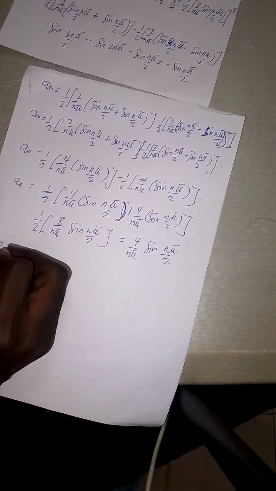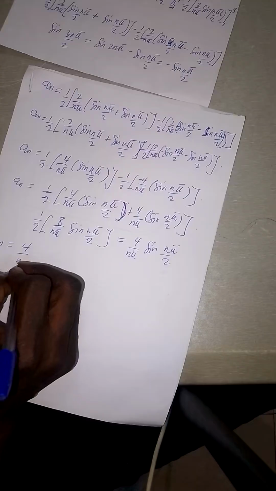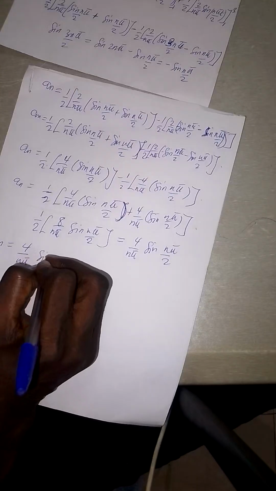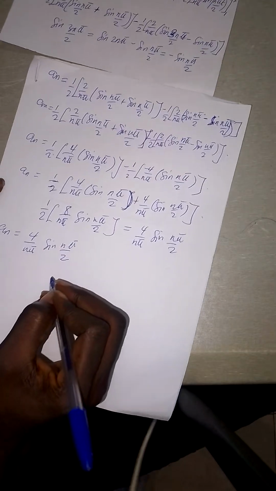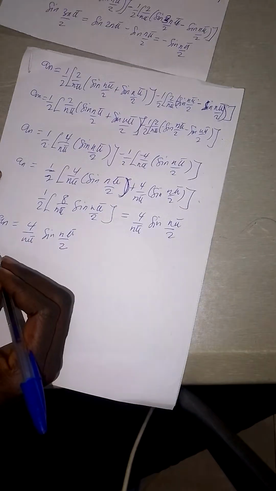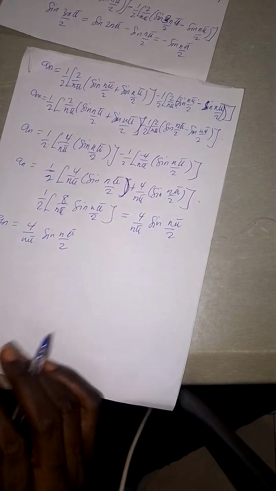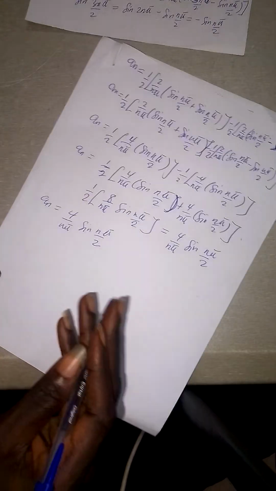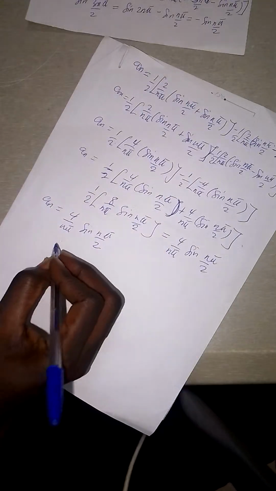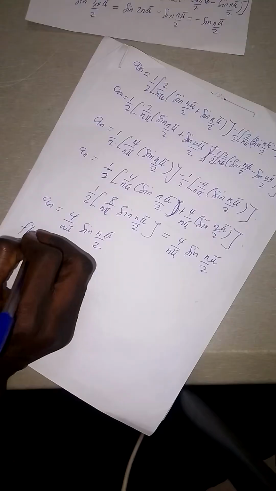So at the end, An is equal to 4 over n pi into sine n pi over 2. So this is your An. Now you have your An. All right, so now that you have your An, you can just put it in the original equation.